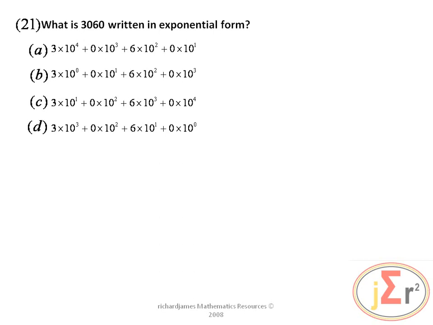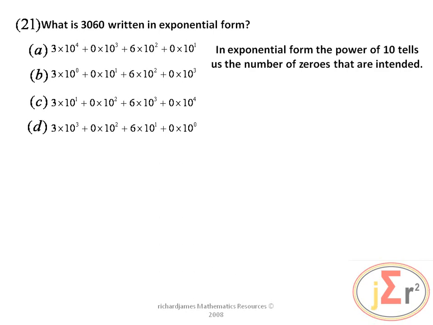What is 3060 written in exponential form? In exponential form, the power of 10 tells us the number of zeros that are intended. So, when we have 10 to the power of 3, we have 3 zeros, 1,000.